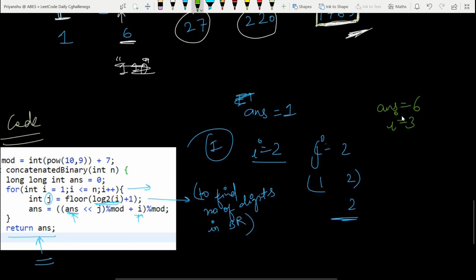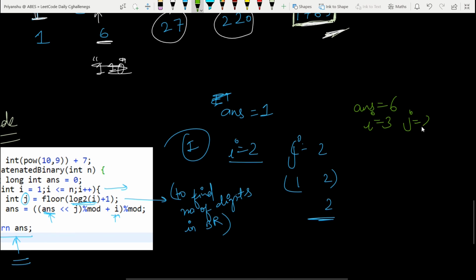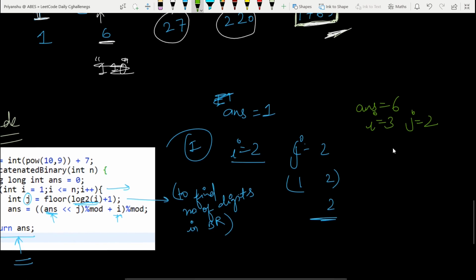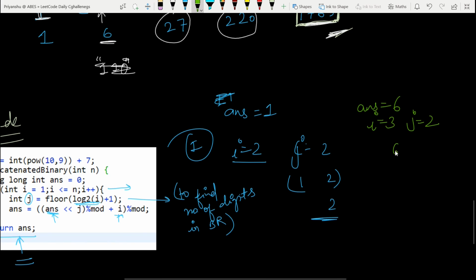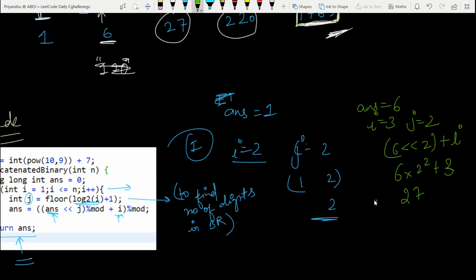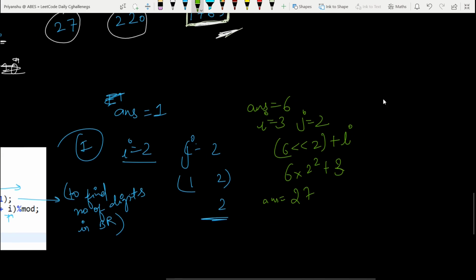Now i will become 3, and j will become 2, the number of digits in its binary representation. So this answer will be shifted 2 positions, and we will add i to it. So 6 into 2 to the power 2 plus 3, sorry, plus 3. So we would be adding i. So we would have 27 here, and the current value of answer would become 27.